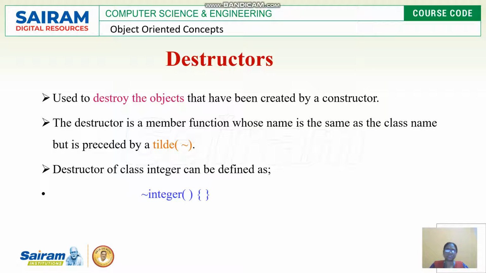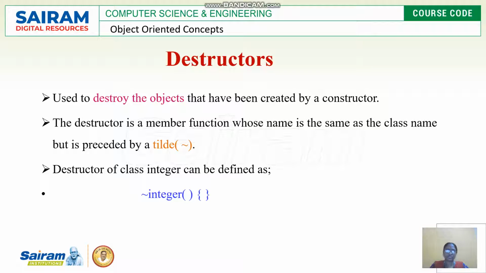In the previous videos, we discussed constructors, the meaning of constructor and the types of constructors. In this video, the destructor is the opposite concept of constructor. That means it will destroy the objects that we have created by the constructor, right? The destructor is also treated as a member function whose name is the same as the class name, but it will be preceded by a tilde symbol.